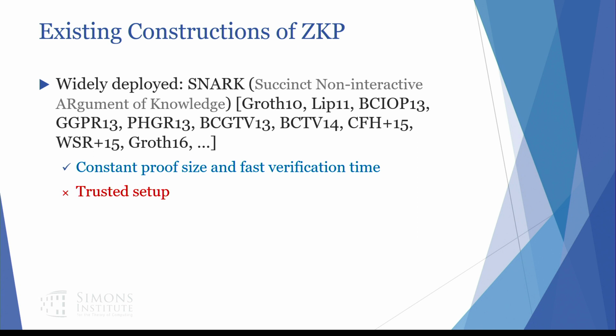But there are two disadvantages of SNARKs. The first one is trusted setup. It requires a structured reference string with a trapdoor, and you cannot leak the trapdoor, otherwise there's no security guarantee. Okay? And the second one is the prover time is relatively slow because it requires public key operations, in particular multi-scalar exponentiation, which is linear in the size of the circuit.